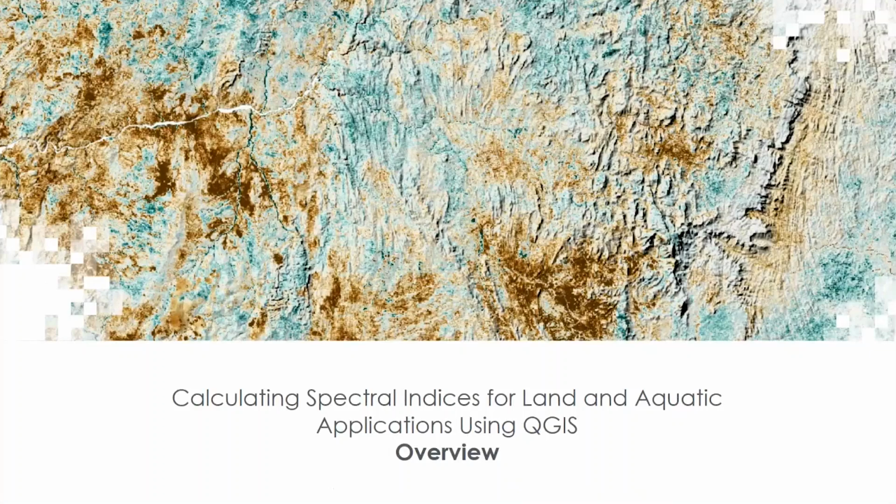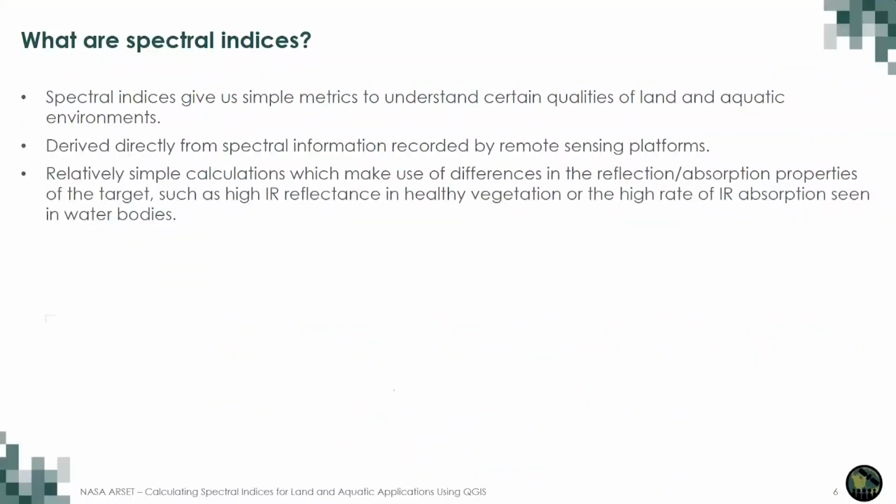Now we can begin our exploration of spectral indices. We'll start with an overview of spectral indices before moving on to a practical exercise where you will see the process of calculating spectral indices in QGIS. Spectral indices give us a relatively simple calculation to measure properties in our remote sensing imagery. They're typically composed of just a few bands and aim to isolate differences in reflection and absorption across the electromagnetic spectrum. These signature differences can tell us things about our scene, such as the presence of chlorophyll in water or the health of vegetation.